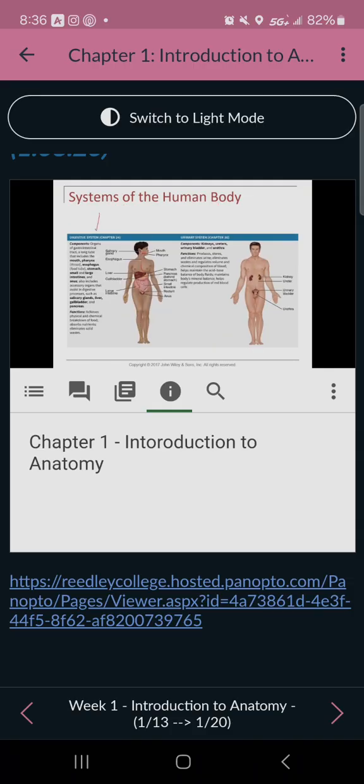Here we have the digestive system. The components of the digestive system are organs of the GI tract, the gastrointestinal tract, which is a long tube that includes the mouth, the pharynx, which is the throat, the esophagus, which is the food tube, the stomach, small and large intestines, and anus.